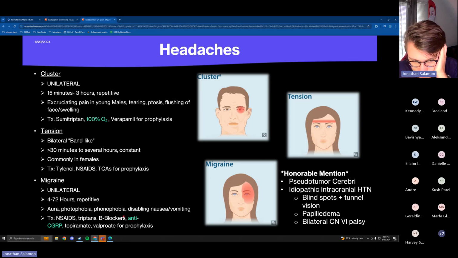For migraines, the CGRP inhibitors, I've seen a lot of questions about these. Topiramate, valproate, and the CGRP inhibitors. And then the pseudotumor cerebri, this is going to be an overweight female patient in her 30s with papilledema, maybe some vision loss, and headaches.